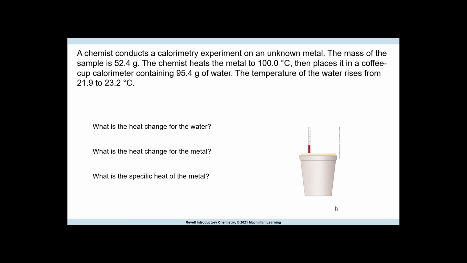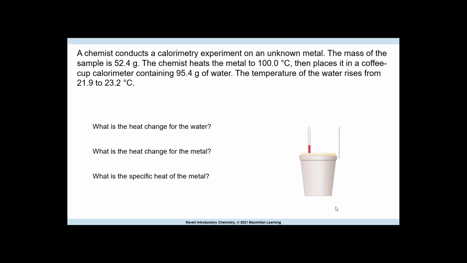A chemist conducts a calorimetry experiment on an unknown metal. The mass of the sample is 52.4 grams. The chemist heats the metal to 100 degrees Celsius and places it in a coffee cup calorimeter containing 95.4 grams of water. The temperature of the water rises from 21.9 to 23.2 degrees Celsius. What is the heat change for the water? What is the heat change for the metal? And what is the specific heat of the metal?